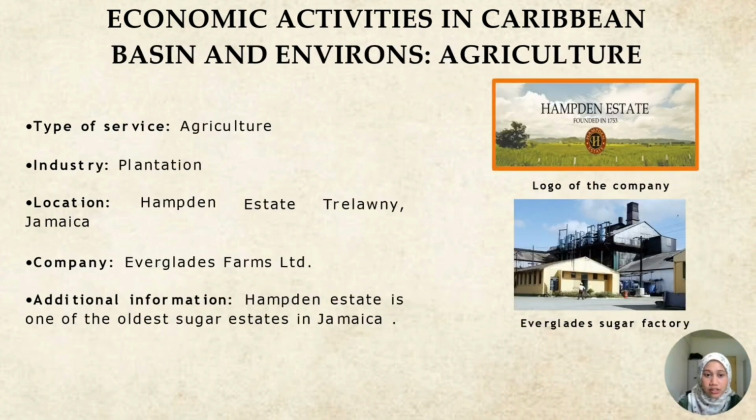And then we got agriculture, industry, plantation. Location, Hampton Estate, Trelawney in Jamaica. So company is Everglade Farm. So it's one of the oldest sugar estates in Jamaica.